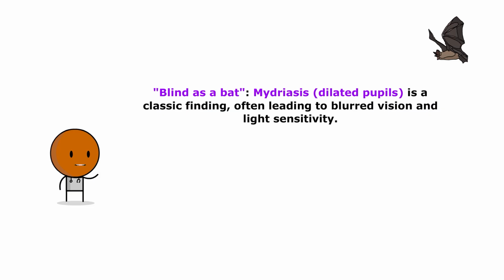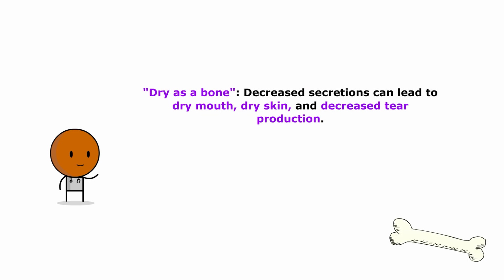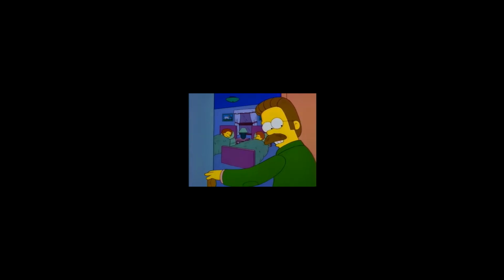Mydriasis, or dilated pupils, is a classic finding, often leading to blurred vision and light sensitivity. Dry as a bone.